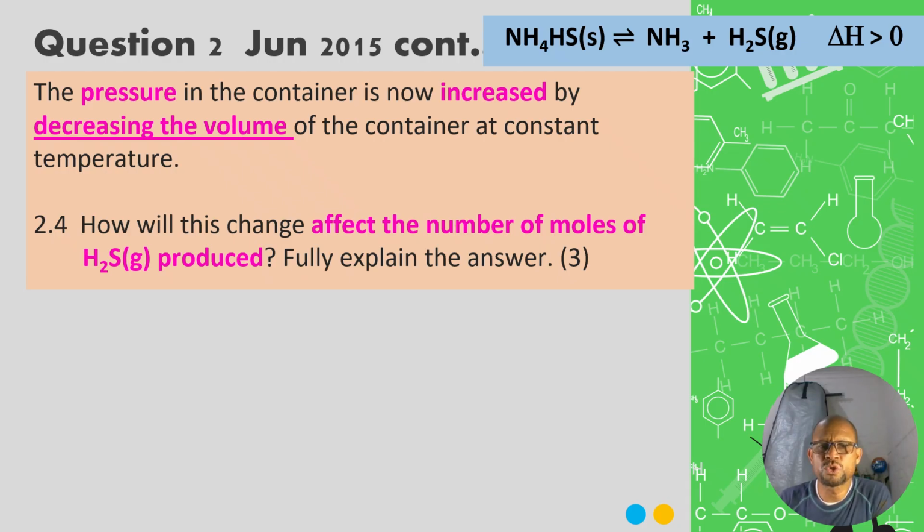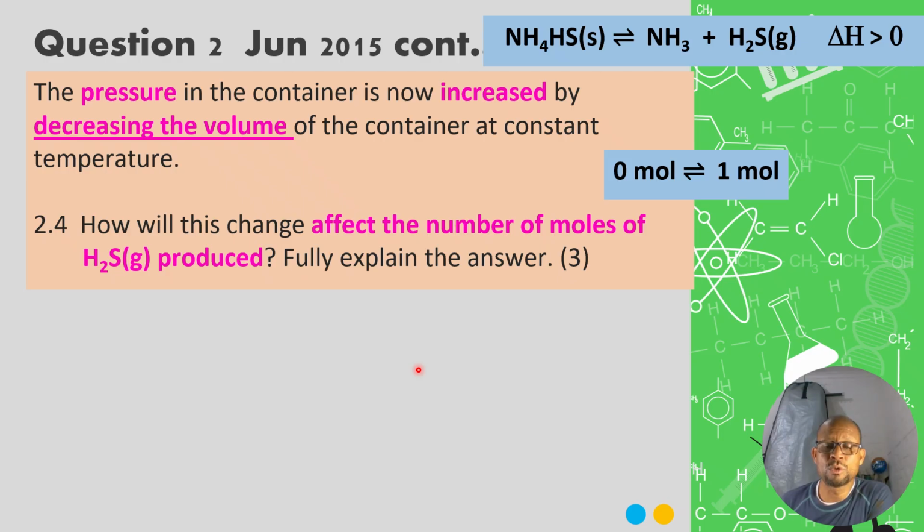2.4. How will this change affect the number of moles of the hydrogen sulfide produced? And fully explain your answer when you give your answer. Okay, so before we continue, seeing that we're going to look at pressure, we need to count the total number of moles of the reactants. In this case, there are no gases, so therefore 0 mole. And the total number of moles of your products, and in this case, the products is only one gas, so there's 1 mole. So I can see it's an unequal amount of moles on both sides of the equation, therefore pressure will influence this reaction.